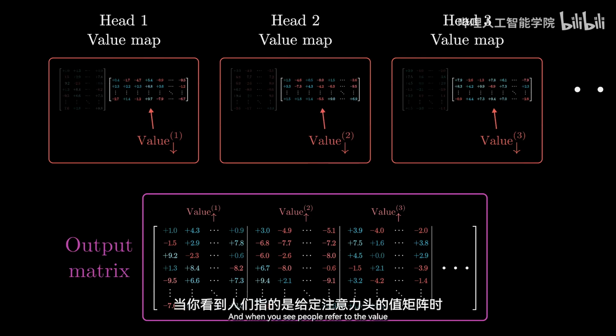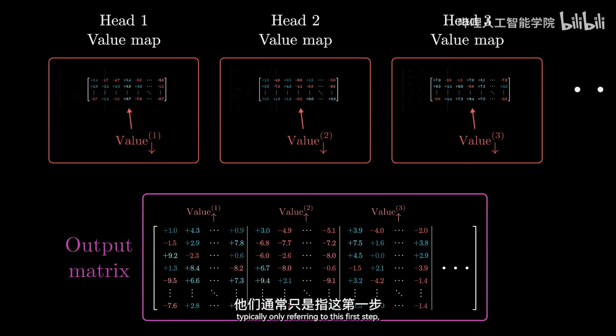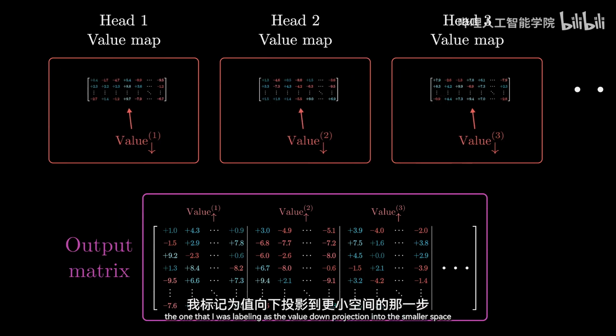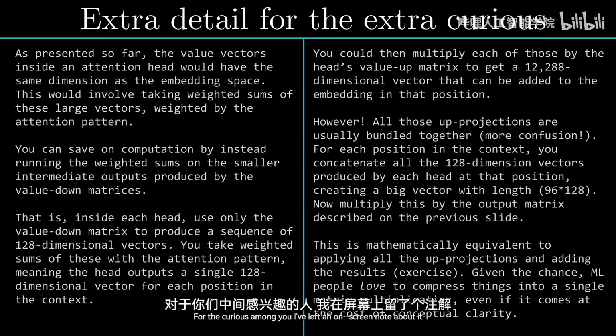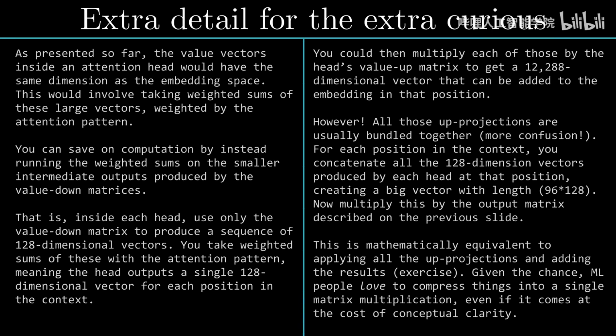And when you see people refer to the value matrix for a given attention head, they're typically only referring to this first step, the one that I was labeling as the value down projection into the smaller space. For the curious among you, I've left an on-screen note about it. It's one of those details that runs the risk of distracting from the main conceptual points, but I do want to call it out just so that you know if you read about this in other sources.